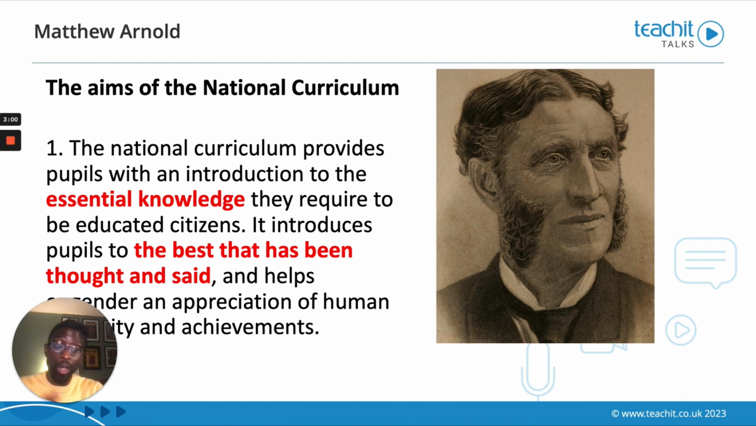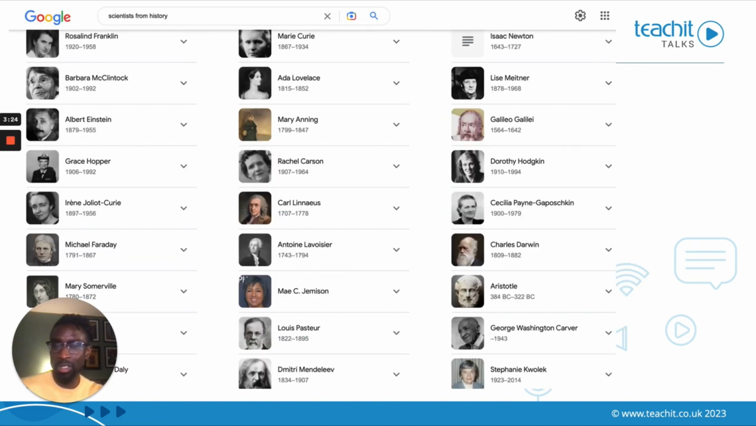Now, if we go a little bit deeper, we get into ideology, because the national curriculum isn't born in a vacuum. There are ideological things at play. We're talking about Britain, we're talking about an empire, we're talking about the white Western world. We're talking about a whole narrative which focuses on a particular mindset, really, and a particular story that's been told over time. Here's a recent Google search of mine, Scientists from History.